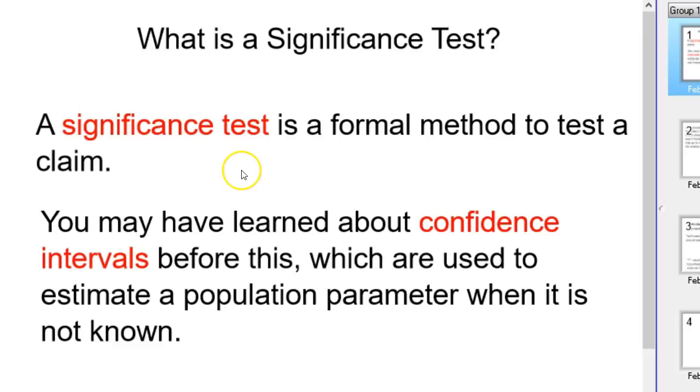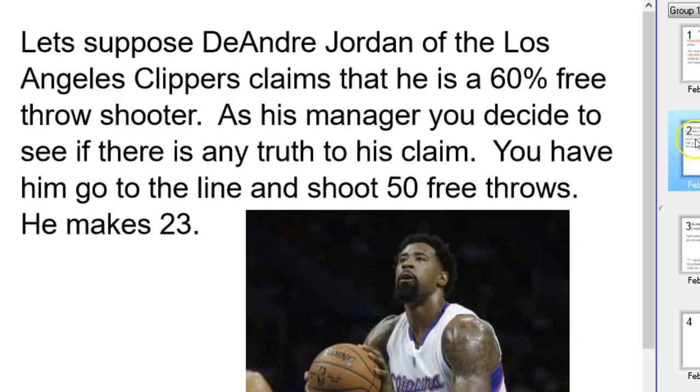The best way to learn about a significance test is to just jump right into a problem, because you can kind of intuitively get some of this, and I'll try and teach some of the formal parts along with the intuitive. Now, I've made this problem up. DeAndre Jordan has never made this claim, but let's suppose, for the sake of the problem, he does. DeAndre Jordan of the Los Angeles Clippers claims that he is a 60% free throw shooter.